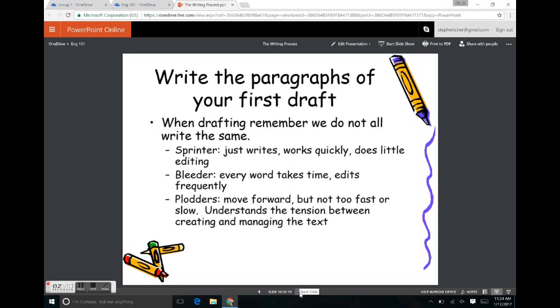Now, those two are the very extreme ends of the spectrum, and of course there's the group in the middle, and these are the plotters. They tend to move forward, not too quickly, not too slowly. They understand that there's this tension that has to happen between creating words and putting words on paper, and also managing those words, that is, editing them as you go along. A lot of times we tend to be a combination. So we're either a plotter sprinter or a plotter bleeder. And all of those are fine, but make them work for you, not against you. So keep that in mind as you're working through this class. Know which type of writer you are and plan accordingly, because you have so many papers you need to write for this class.